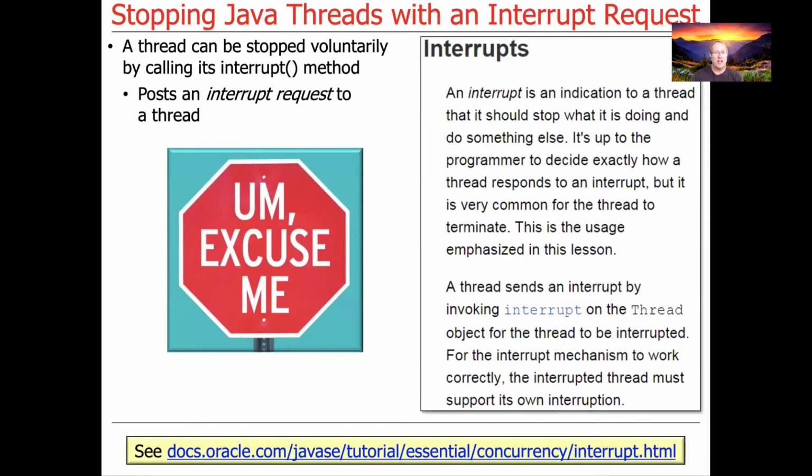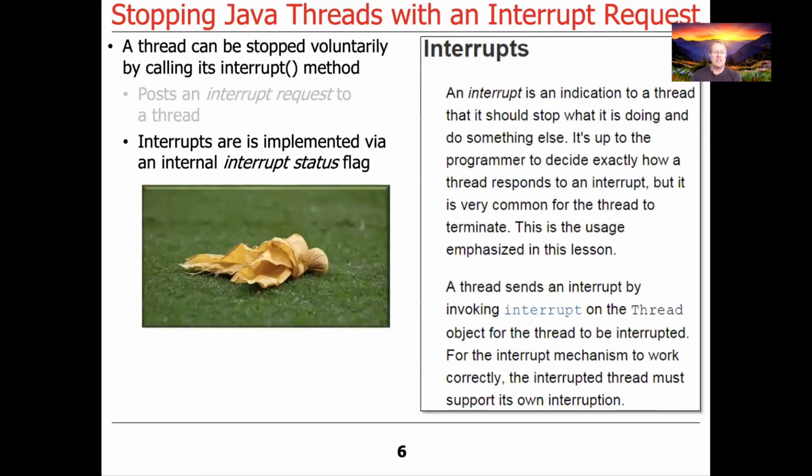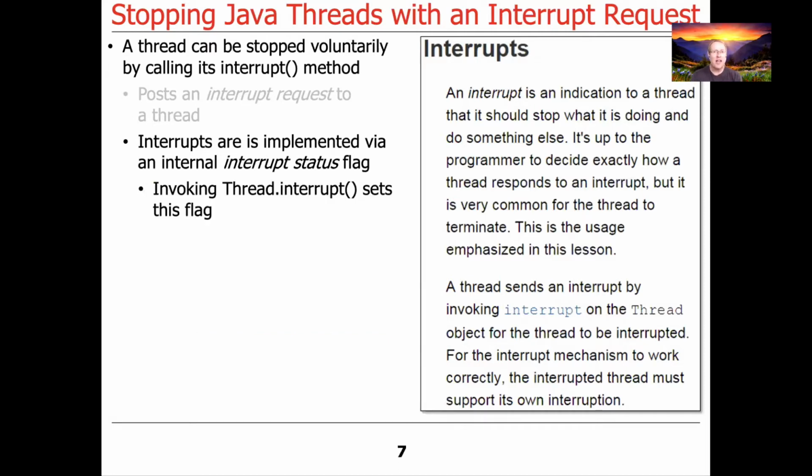And what this does is this posts something known as an interrupt request to the thread, which says, excuse me, I would like you to interrupt yourself, please. And internally, these interrupts are implemented by a flag that's part of the Java thread state called interrupt status. Invoking thread interrupt sets this flag and says this thread has been interrupted.